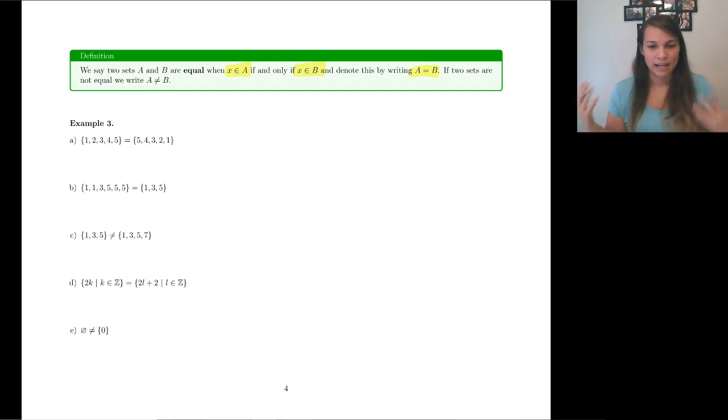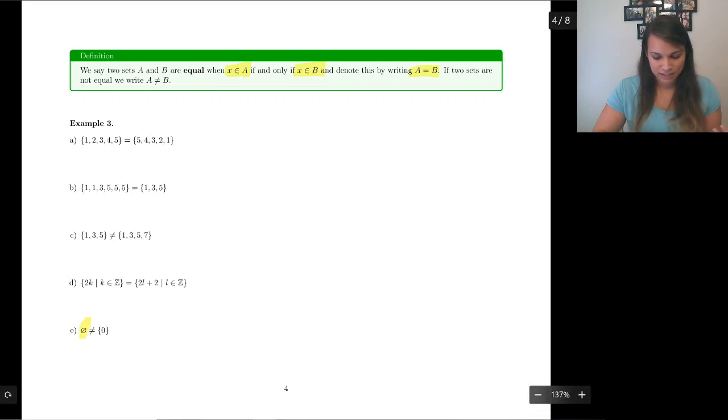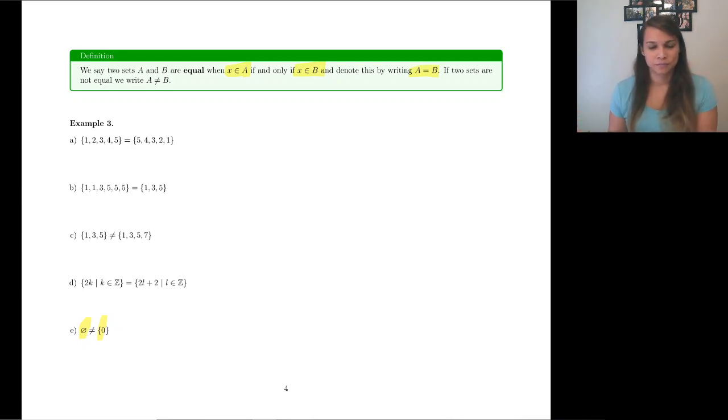And then last example, the empty set is not equal to the set of just 0, because 0 is an element. It is a perfectly valid element. It's actually a pretty great element, but it's in there, and so the set is no longer empty.